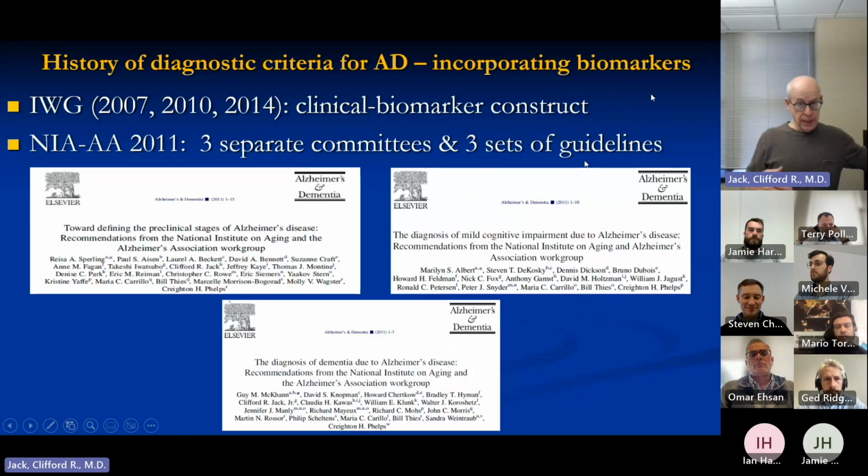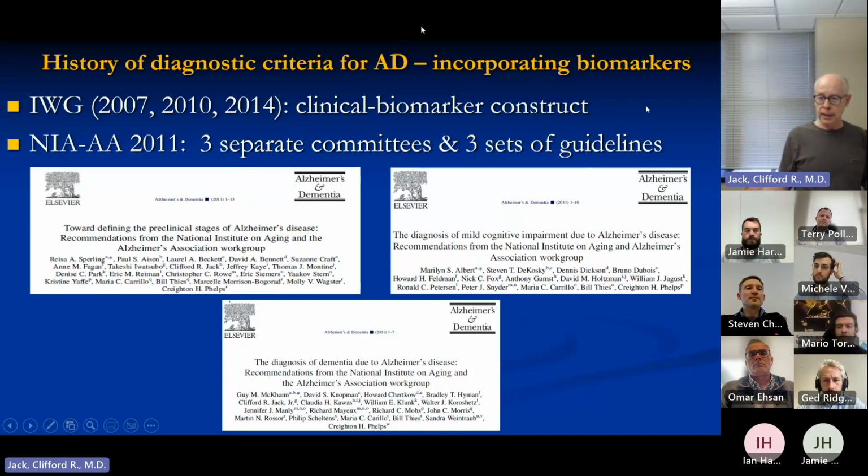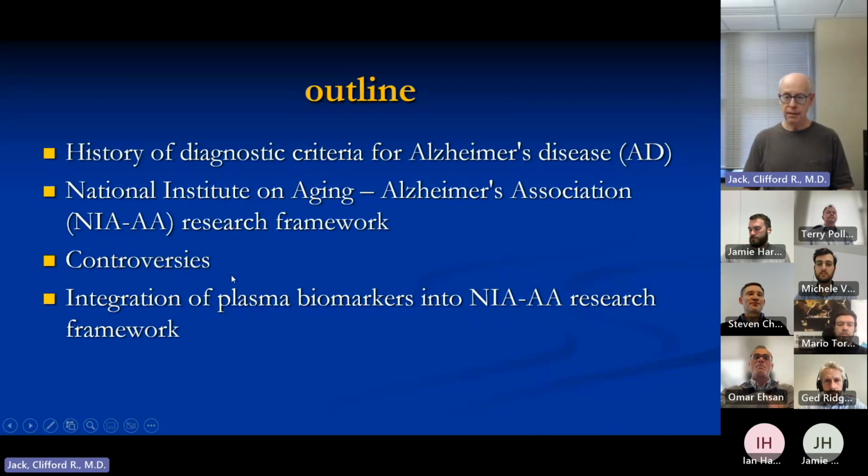So I mentioned that many research groups around the world started to incorporate biomarkers, multimodality biomarkers, into their research programs, and it became obvious pretty quickly that they had diagnostic value. And so there were two different groups then that incorporated biomarkers. So in controversies, what were some of the controversies?